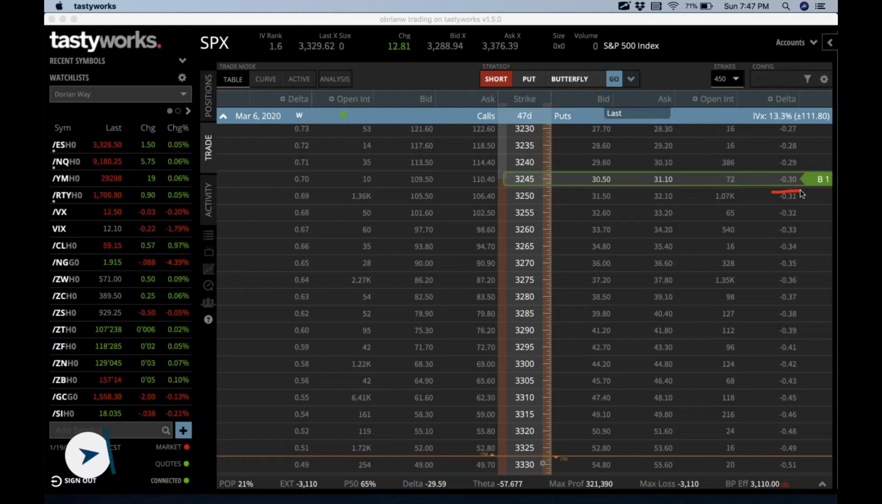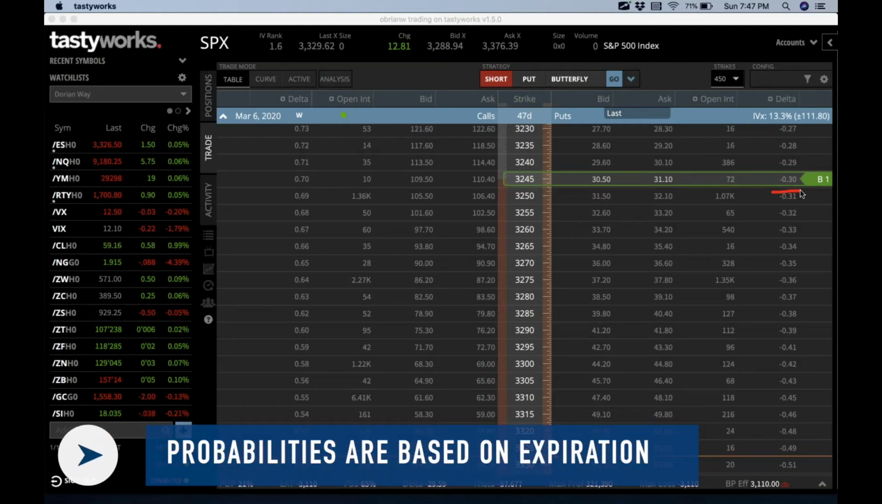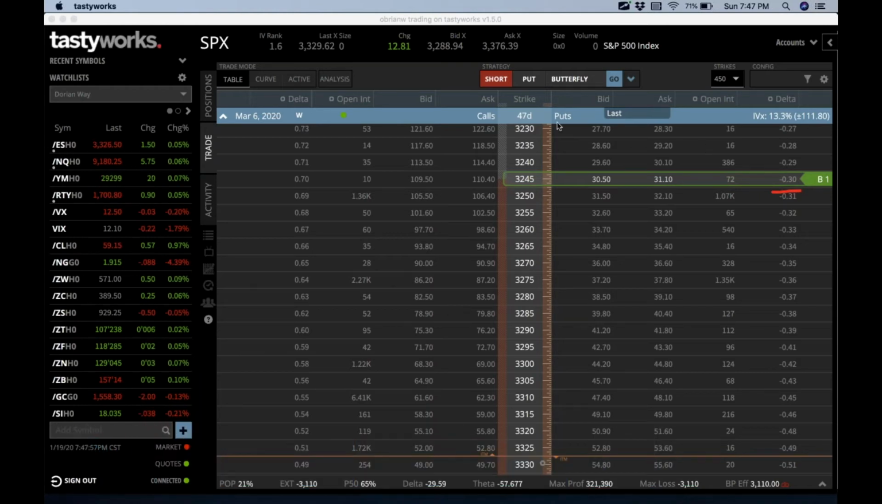And please keep in mind that probabilities are based on expiration. Okay, they're not based on in between expiration. It's based on expiration and what the implied volatility is at that time and an expected move. So for example, we're looking at the 47 days to expiration here, and the implied volatility right now is 13.3%. And then this right here is the expected move, plus or minus 111.